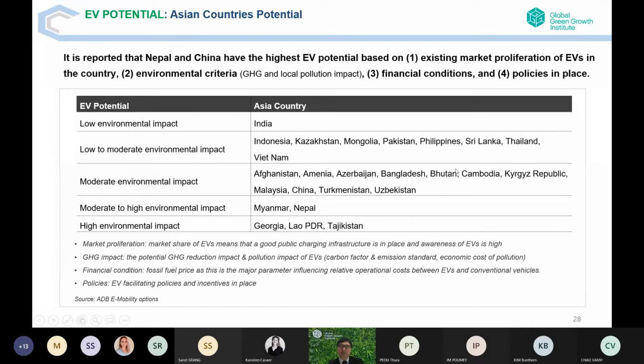In terms of Cambodia, you have very big potential in environmental criteria and policy as well. However, there is a very small market, and without the market and financial condition, maybe Cambodia will go up to high environmental impact, like Laos and Tajikistan. Anyway, there is very big potential in Cambodia to introduce electric mobility.